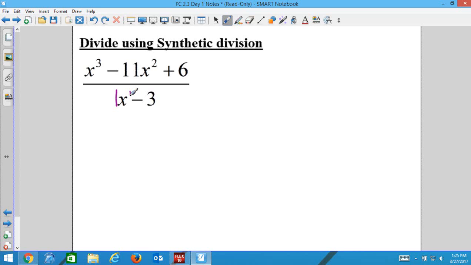You may have written the lines or the boxes slightly different. It's okay. There's different variations of writing this. It's all the same work. We're going to take the divisor, set it equal to 0 and find a number. That would be 3. That's the number we're using off to the side in our box or outside of the line, depending on how you write it.